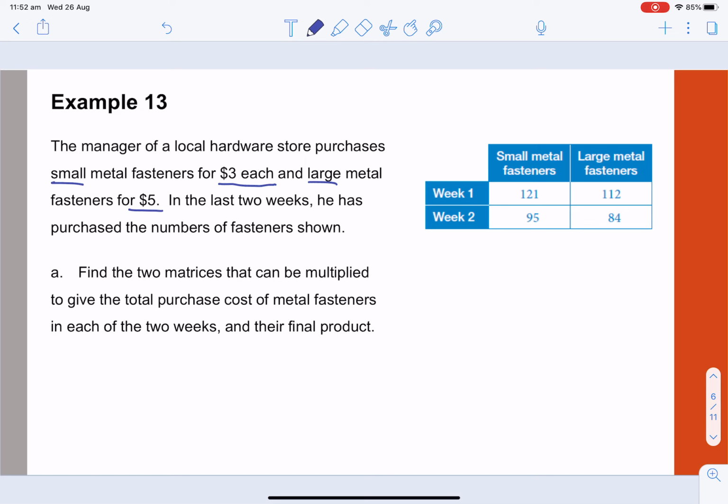Part A, find the 2 matrices that can be multiplied to give the total purchase cost of metal fasteners in each of the 2 weeks and their final product. So that means we need to start by converting this into a table, into a matrix. So week 1 would have 121 and 112. Now I'm not changing the position of any of my elements. I'm just transferring my data into a matrix.